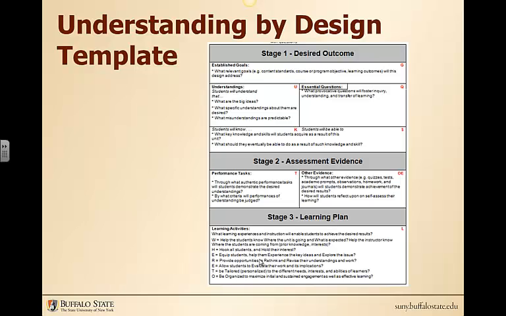Stage 2 documents how students will provide evidence that they have achieved each of the course objectives. Both performance tasks and other evidence, like quizzes, are listed. Stage 3 includes developing the learning plan that will support student achievement of the course objectives. Please take a moment to review the guided questions in the document.